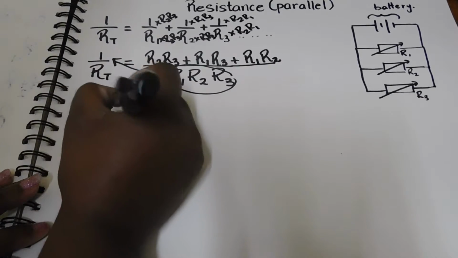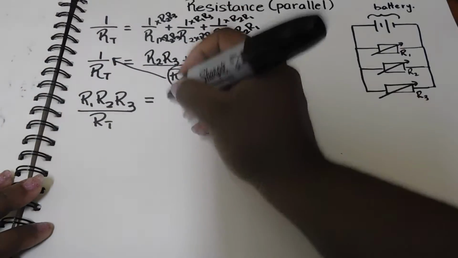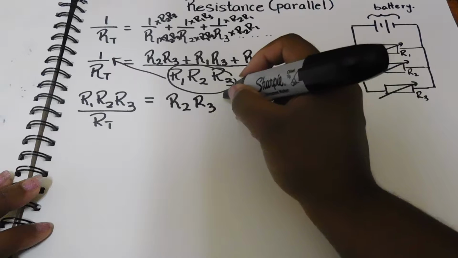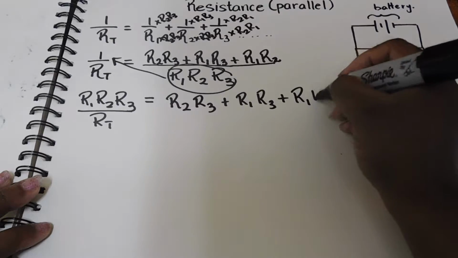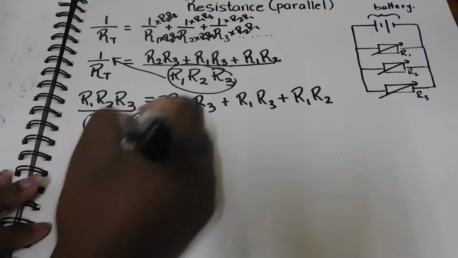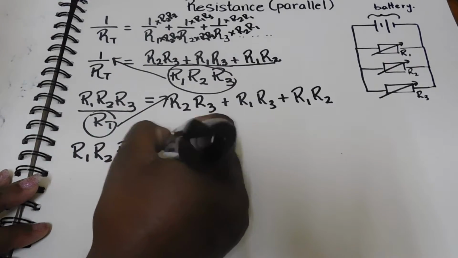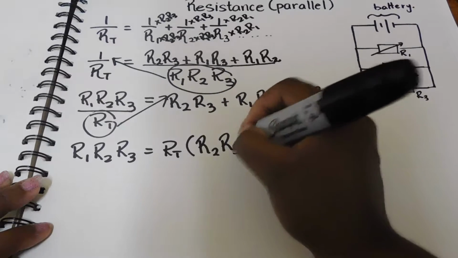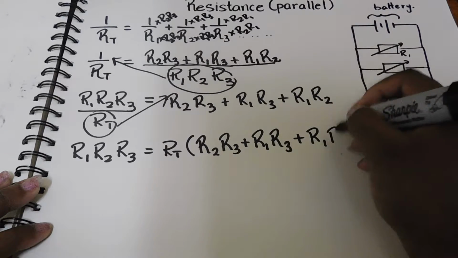R1, R2, R3 over RT is equal to R2, R3 plus R1, R3 plus R1, R2. Simply move this up and you get R1, R2, R3 equals RT, everything in brackets, R2, R3 plus R1, R3 plus R1, R2.